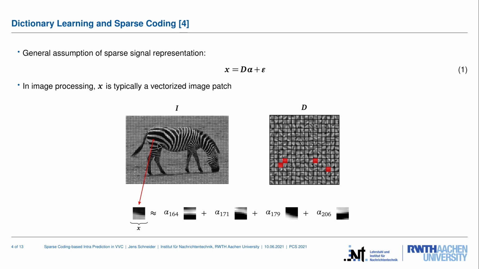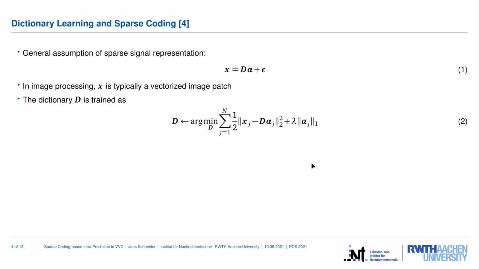The general idea is then to represent the patch by the linear combination of basis patches which come from the dictionary D. Now you can see marked in red here that we only select 4 basis patches, also called atoms, for the representation of the signal X. This is why the solution is sparse. Now the question arises how we can find a suitable dictionary D for allowing for such a representation.